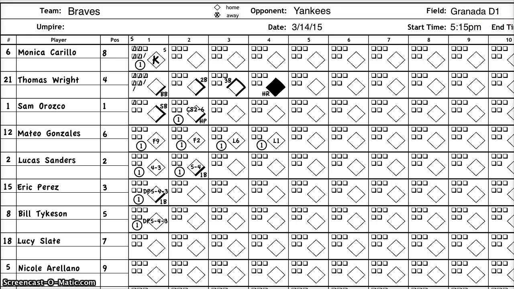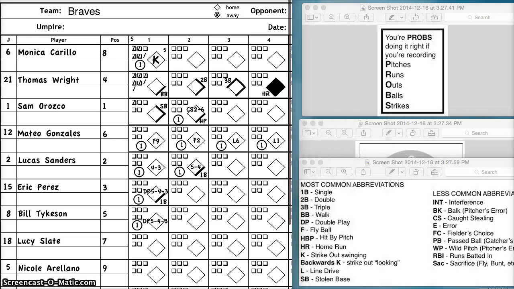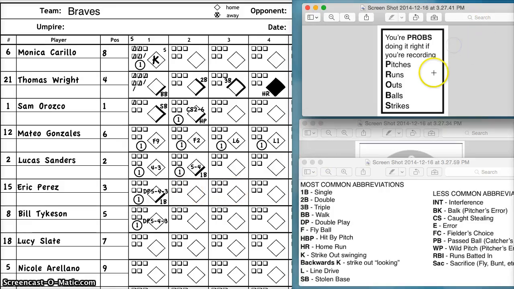So first I want to show you guys this mnemonic that I came up with over here on the right. There's a lot of information that can go into keeping score, but as long as you're keeping track of the pitches, the runs, the outs, the balls, and the strikes, then you're probably doing it right. So don't get overwhelmed when you see a lot of information, there's a lot happening. You want to keep this stuff up here in mind.